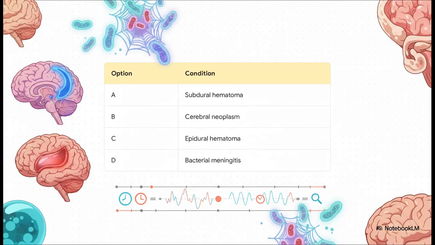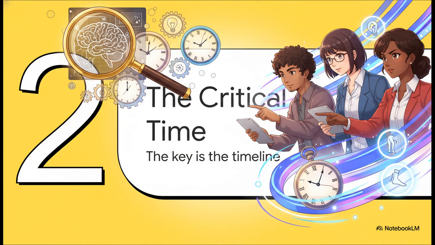You've got two kinds of brain bleeds, a subdural and an epidural hematoma. Then there is a potential brain tumor, a cerebral neoplasm. And finally, a really serious infection, bacterial meningitis. Now, all of these are serious, for sure, but only one of them is going to fit the very specific facts of our case. You know, in any good mystery, there's always that one key piece of evidence that just cracks the whole case wide open.